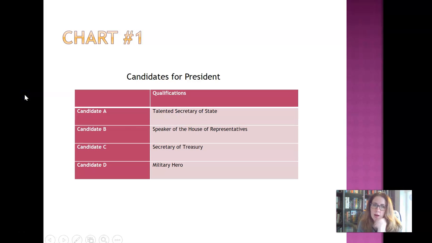Okay, so if you look at this chart, you can see that we had actually four people running for president in 1824, which seems ridiculous now, but at the time we had four people running for president, and that was that. So I took their names off so you can just see their qualifications. One of them was the Secretary of State under the previous president. One of them was the Speaker of the House of Representatives. One of them was the Secretary of the Treasury, and one of them was a military hero.